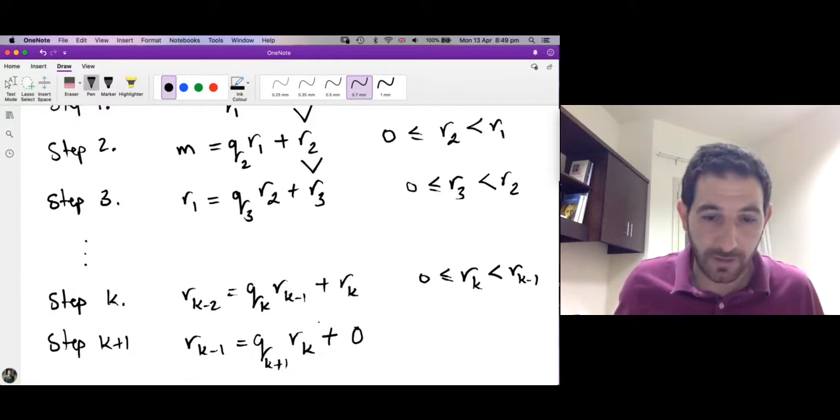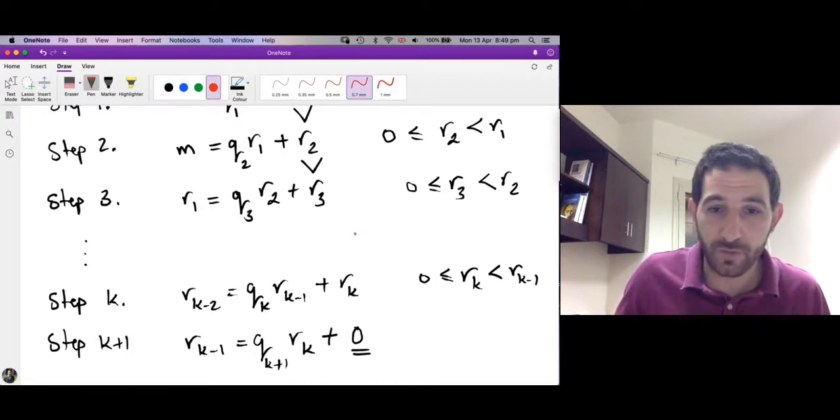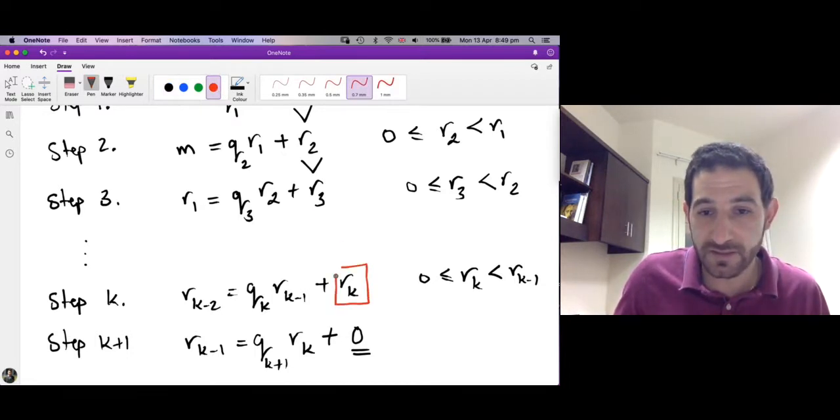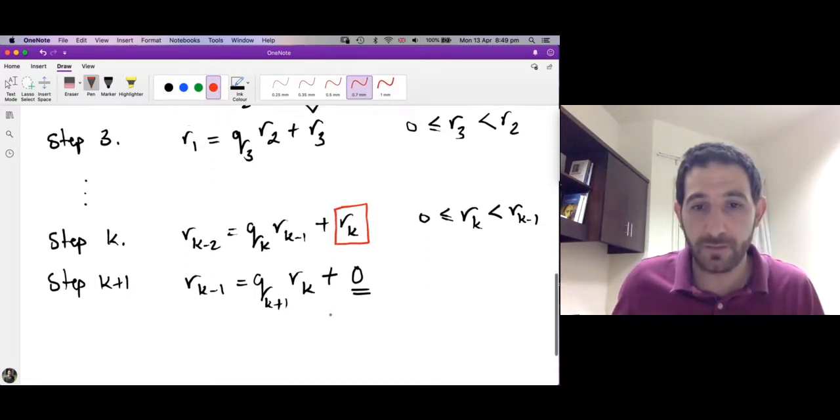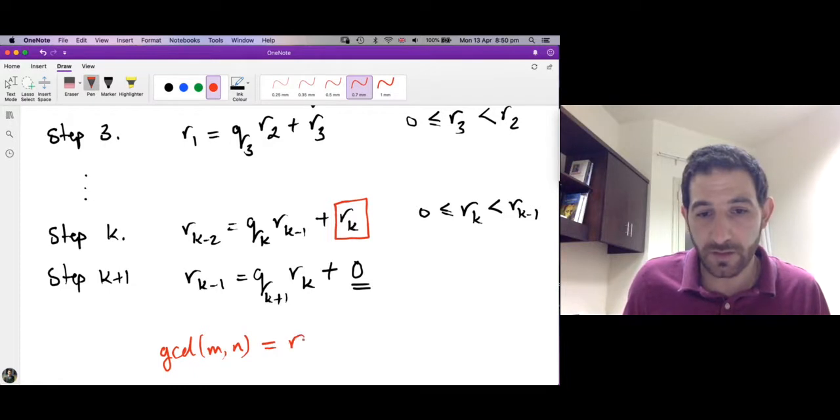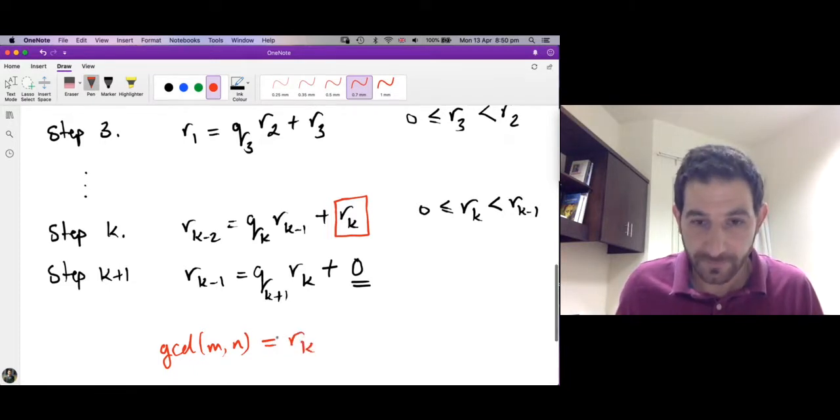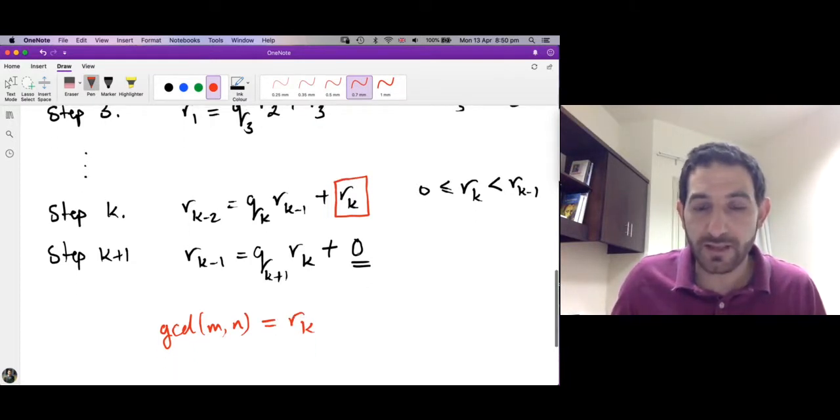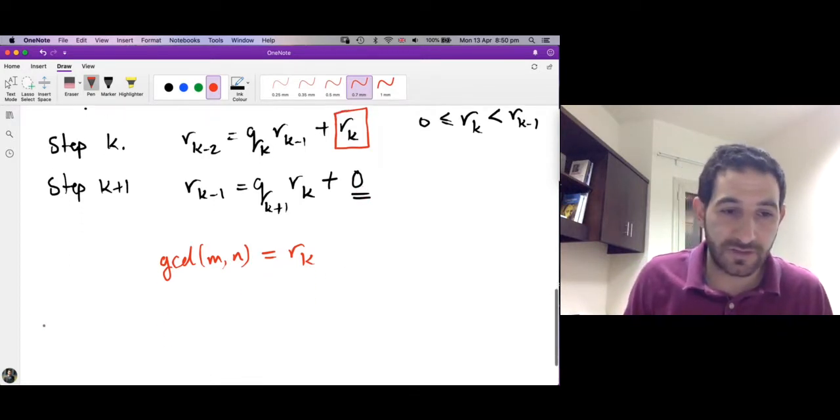Okay, so I still didn't say why this must happen, but in this case, once we get 0, then the algorithm will declare the first non-zero remainder to be the GCD. So in this case, the GCD of m and n is equal to r_k. So we want to see this. So first, why at some point will the remainder be 0? Okay, again, first observation.